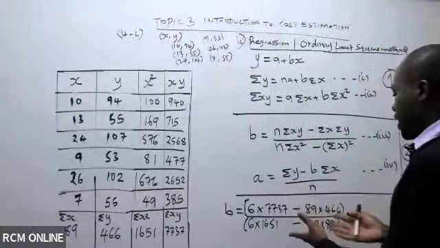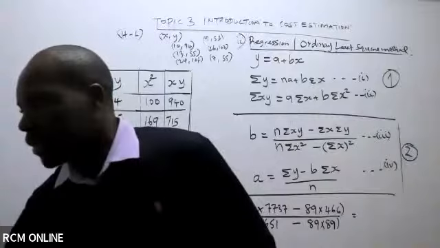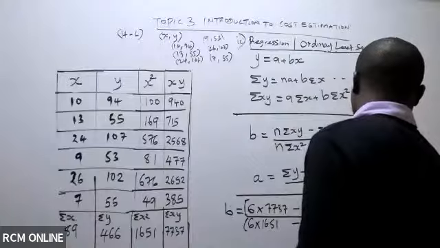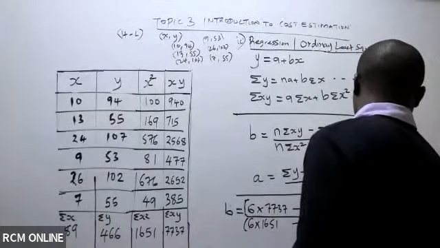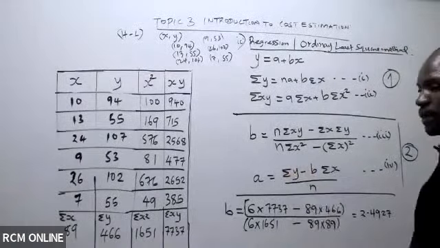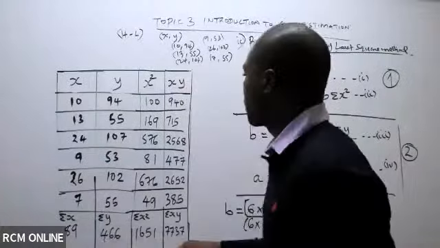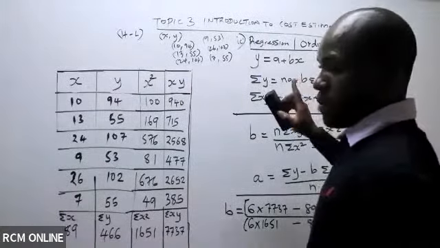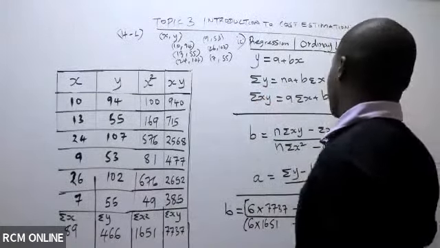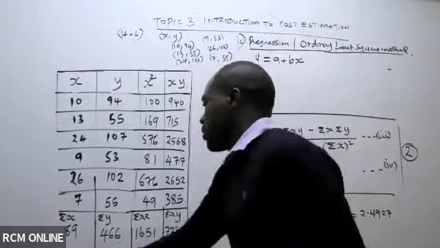Good. So I've been given the value of B somewhere here, 2.4927. So can we use that to get the value of A? We should. As an assignment, you're going to use this first method to get the same thing.